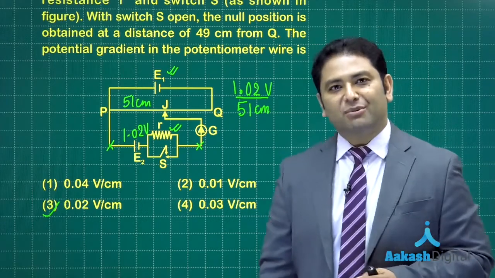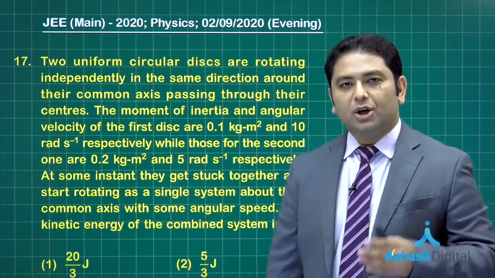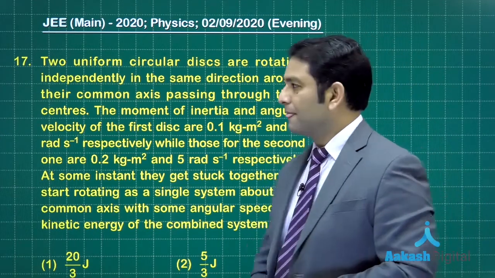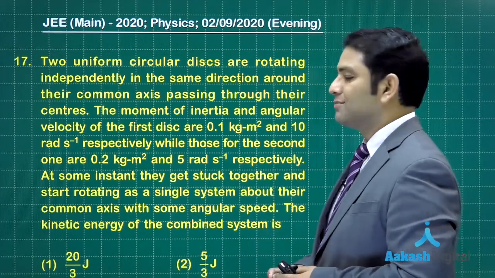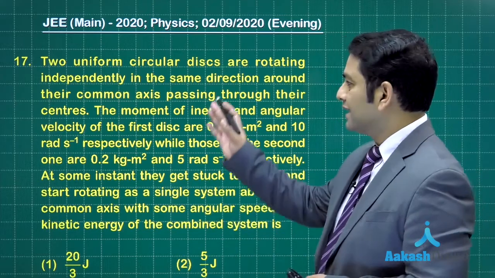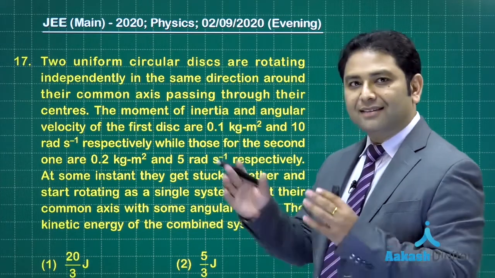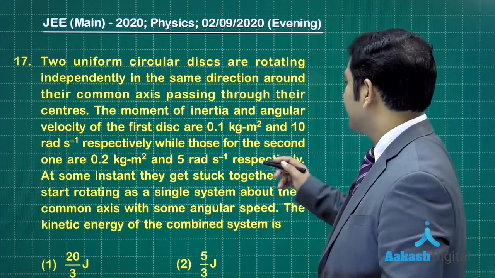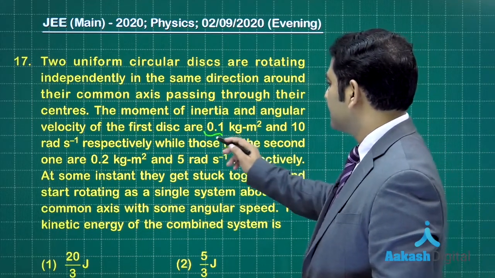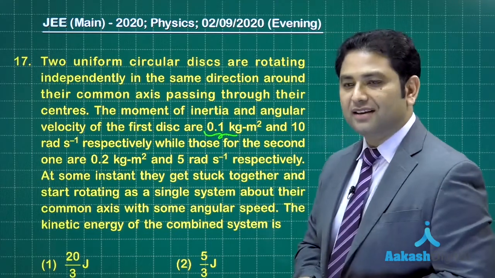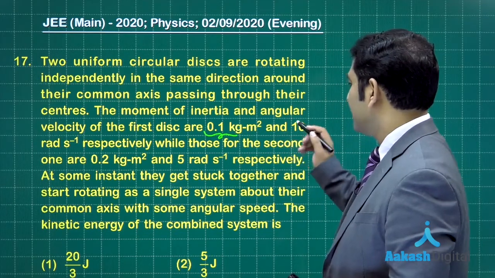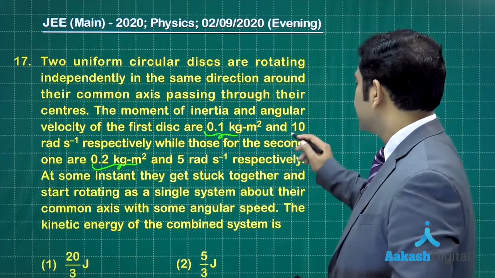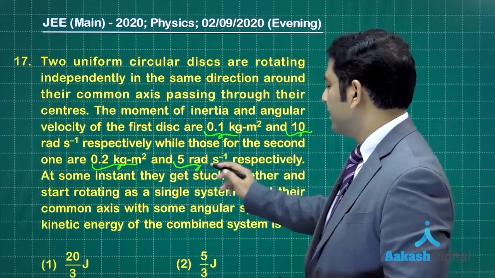All right, let's see question number 17. Question number 17, that's from rotational motion. There are two uniform circular disks. They are rotating independently and they are coaxial as well. And the parameters are given. The moment of inertia of the first, I'll call it I1. The moment of inertia of the second, I'll call it I2. This is omega 1, this is omega 2.